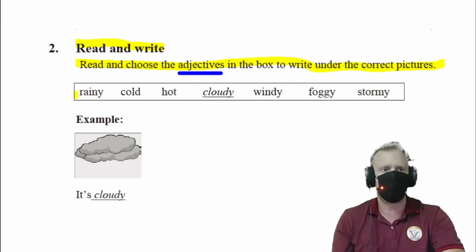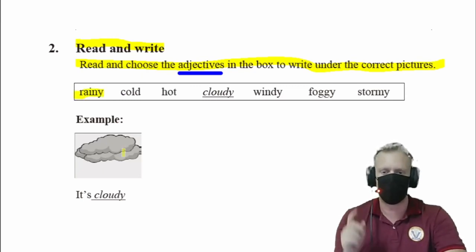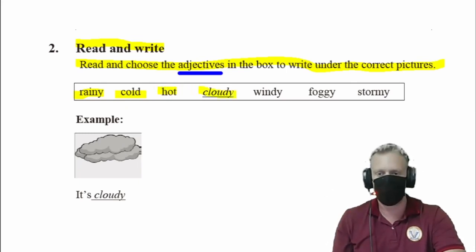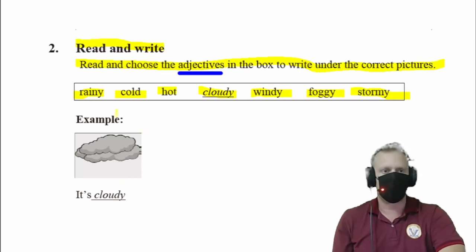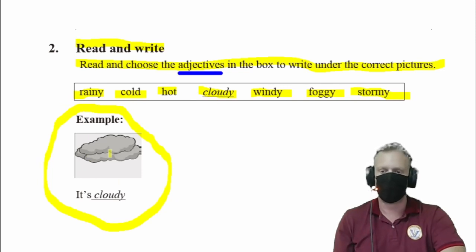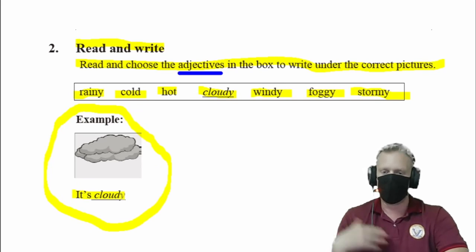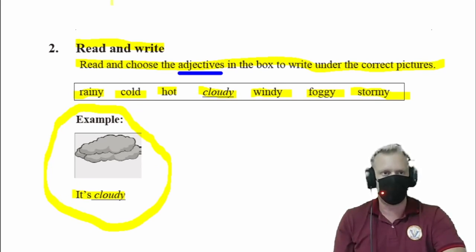Right, let's go over the adjectives in the box first. The first one we have is rainy. Yes, that's right, rainy. Then we have cold, hot, cloudy, windy, foggy, and stormy. Right, if you take a look at this picture, you can see the clouds. It's cloudy. Yes, that's right, it's cloudy. Okay, let's take a look at the other pictures.